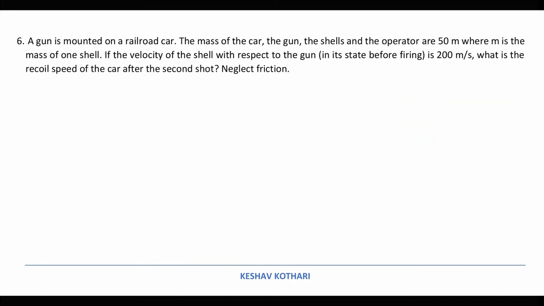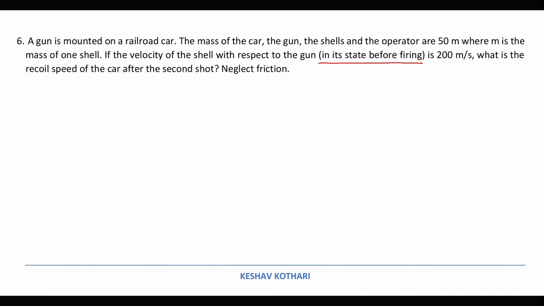A gun is mounted on the railroad car. The mass of the car, the gun, the shells and the operator is 50 m, where m is the mass of one shell. If the velocity of the shell with respect to the gun in its state before firing, now this is a very important line, in its state before firing is 200 meter per second, what is the recoil speed of the car after the second shot? So the problem is asking us to calculate the recoil speed of the car after the second shot.